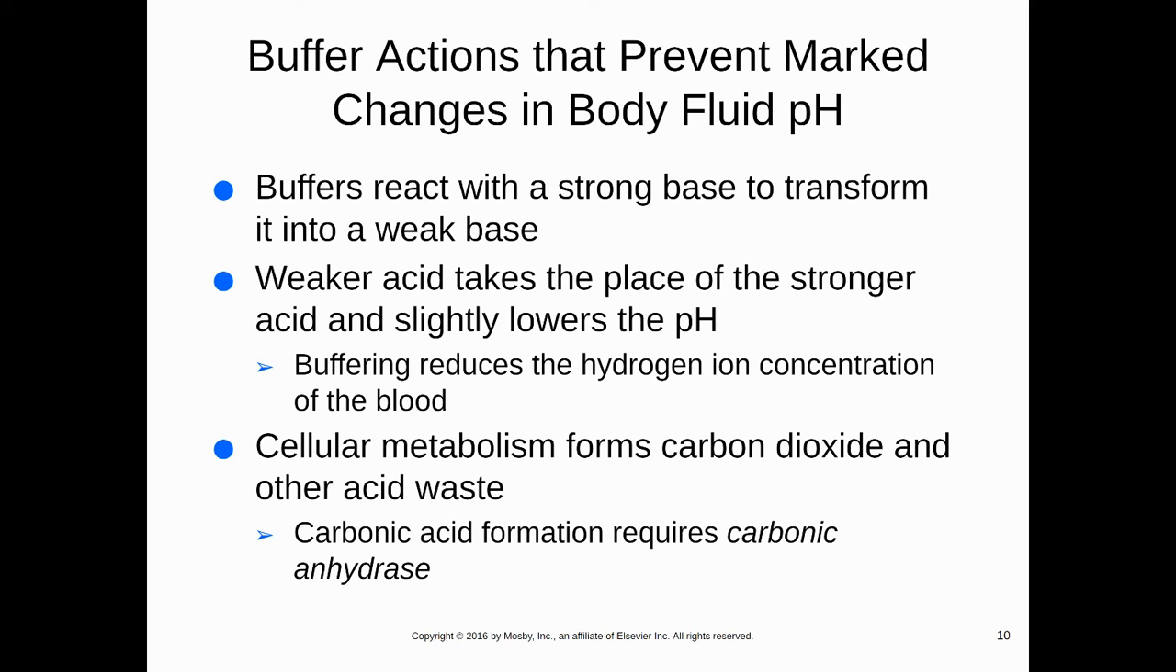Now, whenever we talk about preventing changes in pH, the idea is that if we add a strong base to the buffer, we're adding more hydroxide ions, and they're going to react with the hydrogen ions from our buffer and be canceled out. Therefore, instead of the strong base, we now have a weak base. Whenever a strong acid is added, it's going to react with the hydroxide ions of our base, and we're going to have a weaker acid, so there's not going to be a whole lot going on.